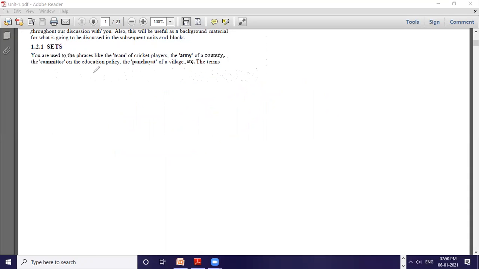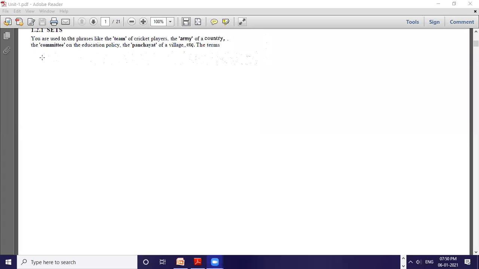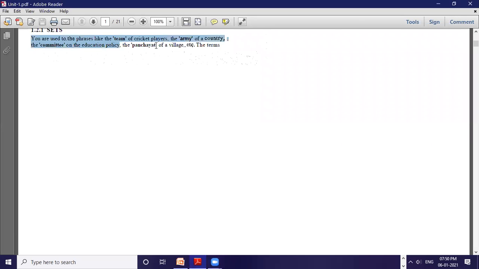Now let's come to the textbook definition with some examples. What does this textbook say? Set: you are used to phrases like the team of cricket players, the army of the country, the committee of the education policy, the panchayat of a village, right?